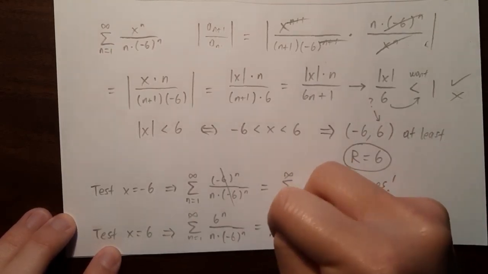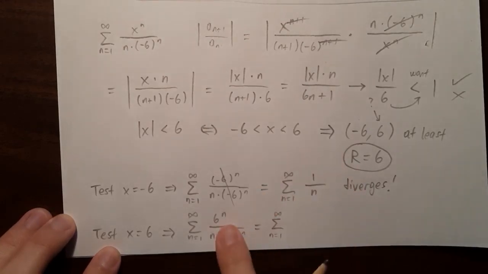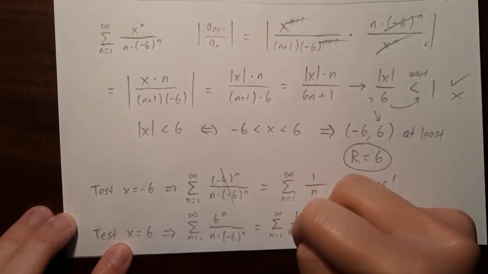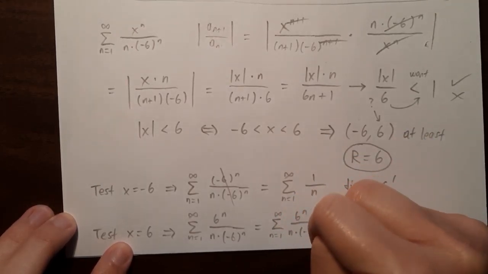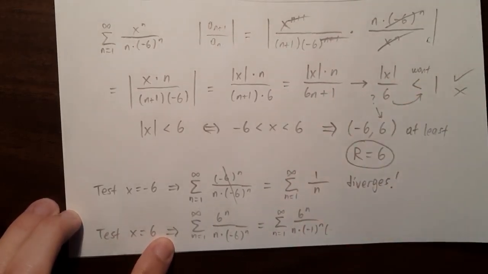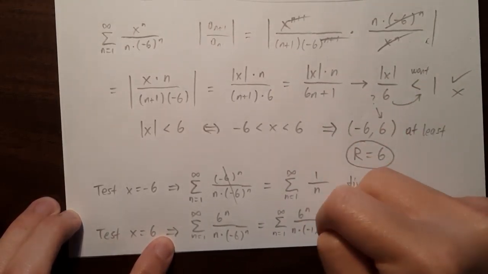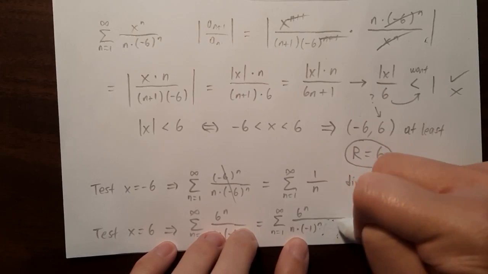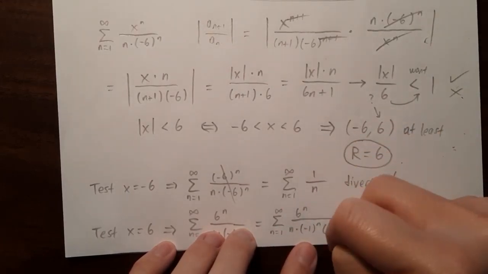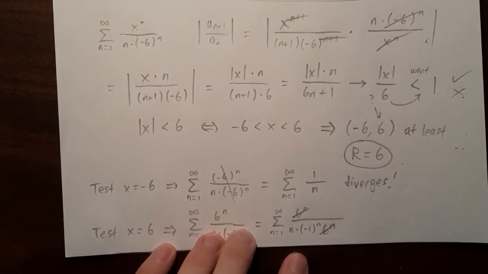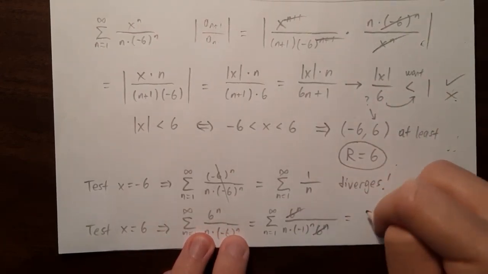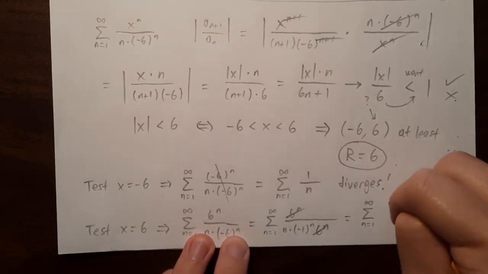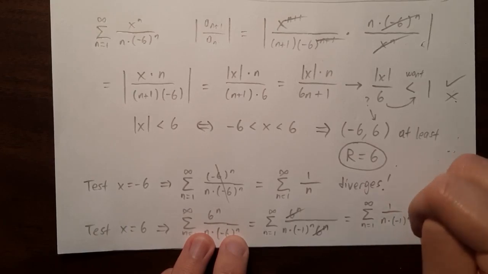Let me factor out the negative from this negative 6. So I'm going to get 6 to the n divided by n times negative 1 to the power n times 6 to the n. Sorry about that, I didn't need the parentheses. Now the 6 to the n's definitely cancel out. And what are we left with? We're left with 1 divided by n times negative 1 to the n.